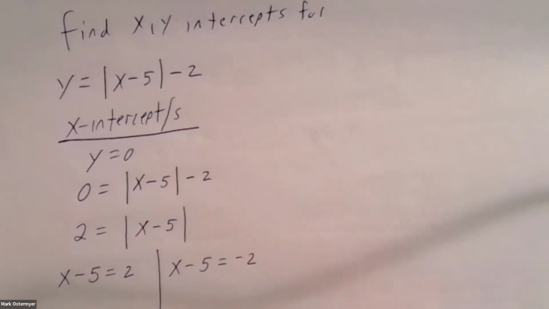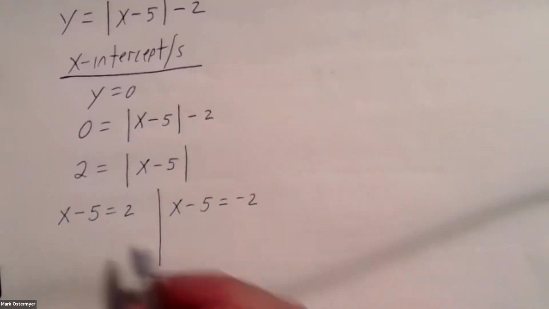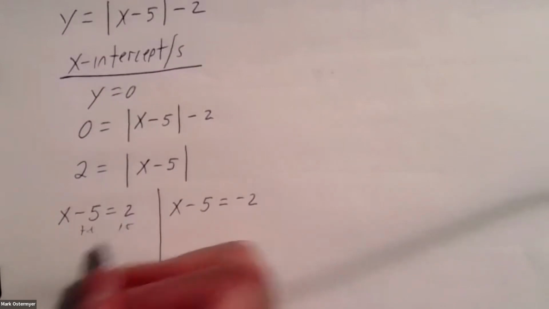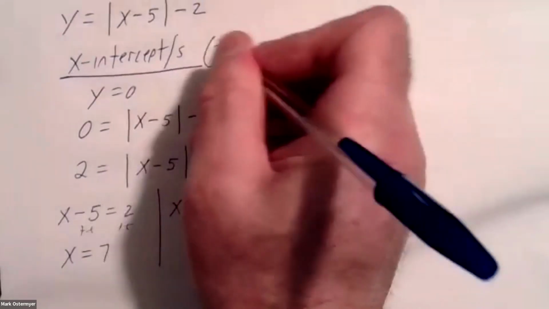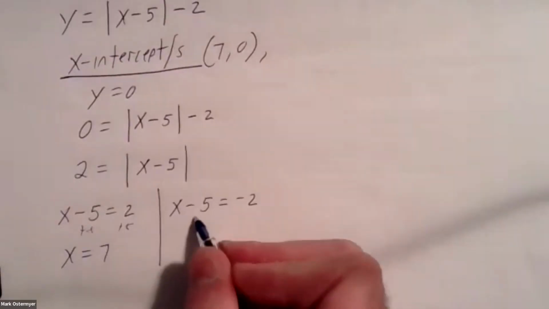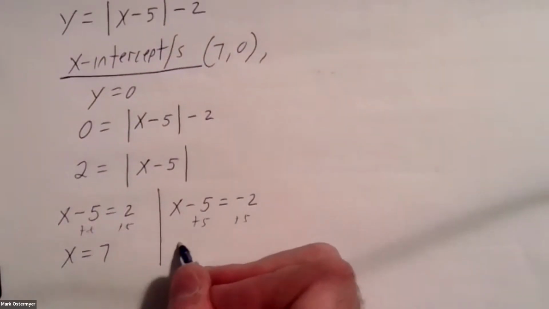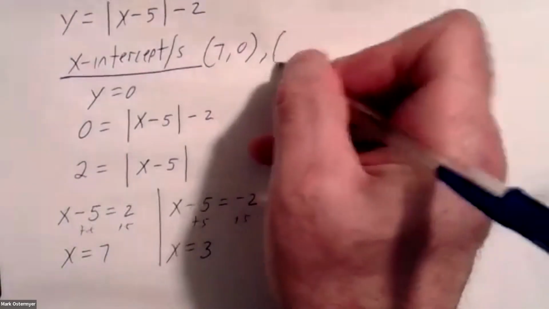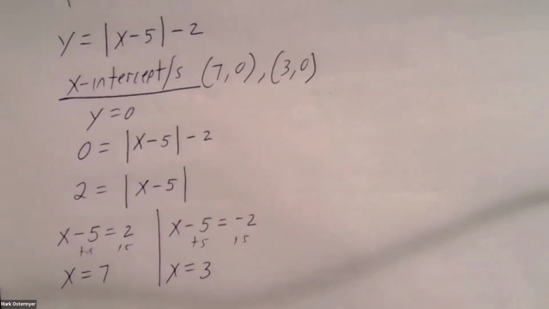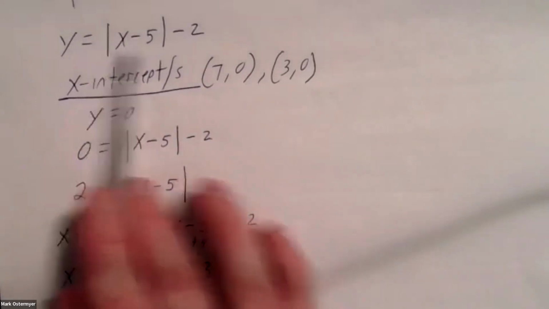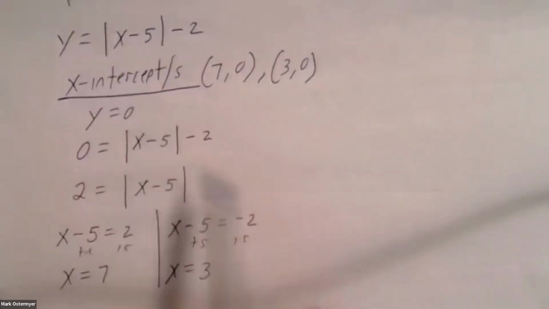And now we have 2 linear equations to solve. Adding 5 to both sides here, we get x is equal to 7. That's one x-intercept, (7, 0). Adding 5 to both sides to solve this equation, we get x is equal to 3. So now we have 2 x-intercepts for that equation, (7, 0) and (3, 0). Those will be the points where the graph touches the x-axis.